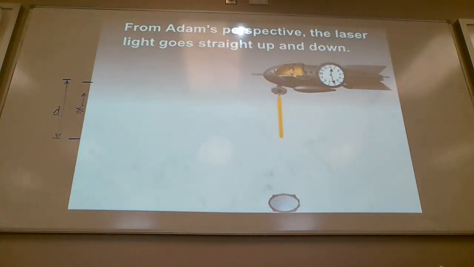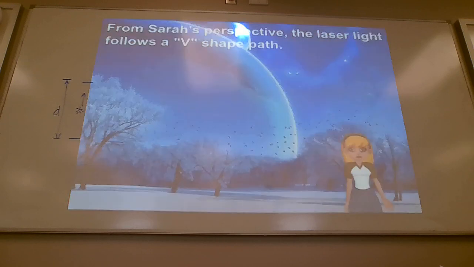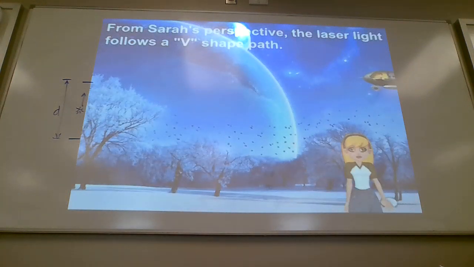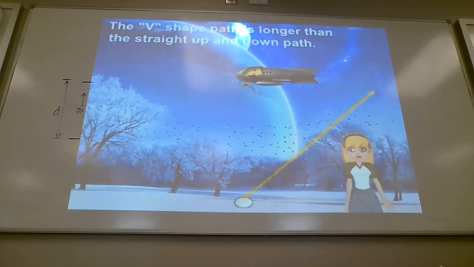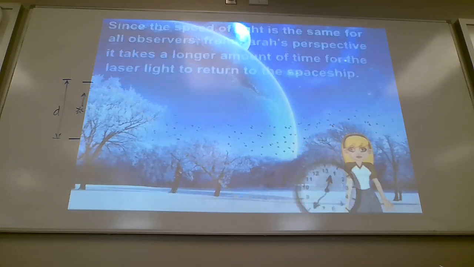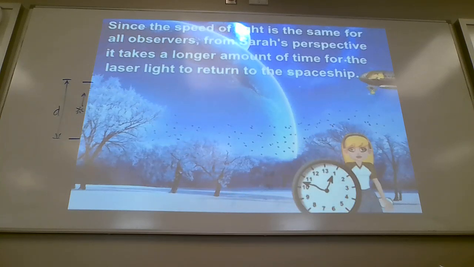From Adam's perspective, the laser light goes straight up and down. From Sarah's perspective, the laser light follows a V-shaped path. The V-shaped path is longer than the straight up and down path. Since the speed of light is the same for all observers, from Sarah's perspective it takes a longer amount of time for the laser light to return to the spaceship.